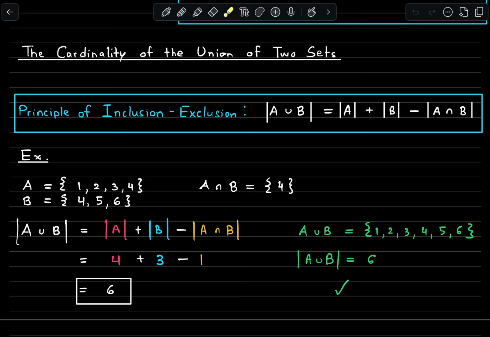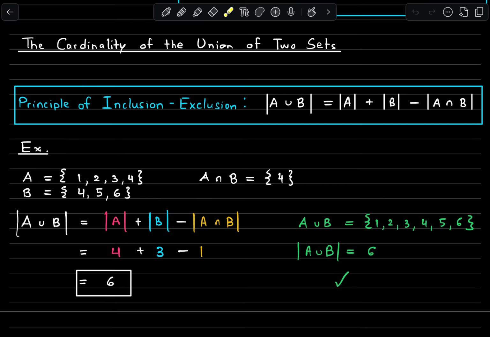All right, so this was a quick look at set operations, building on top of what we talked about last time with our introduction to set theory.